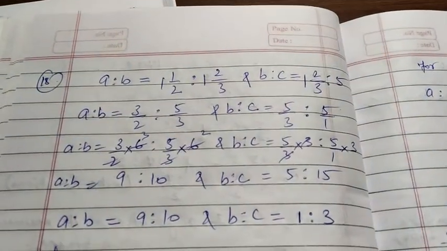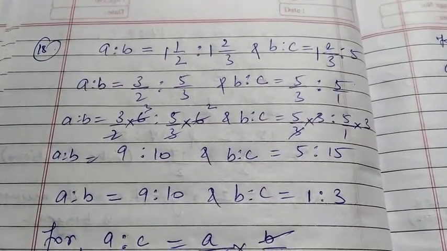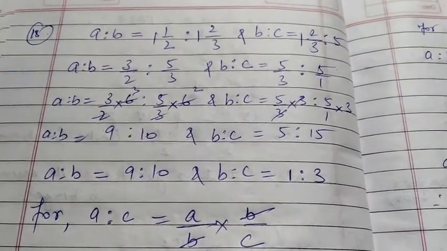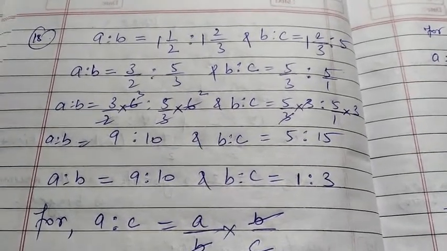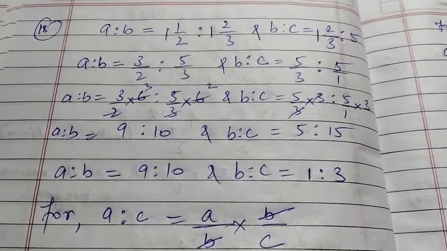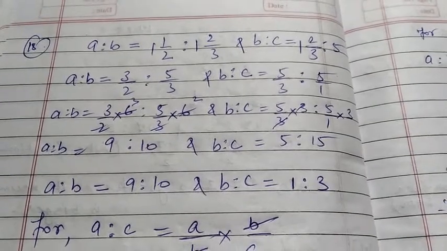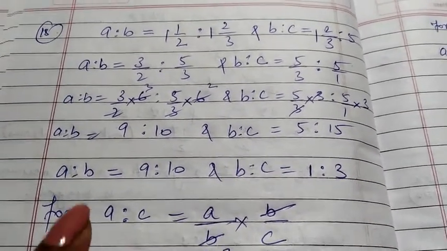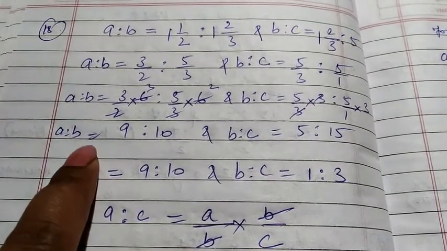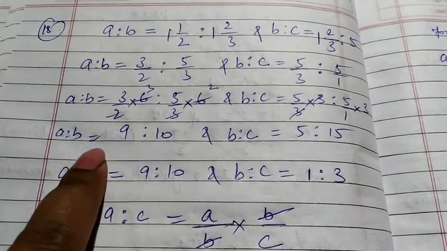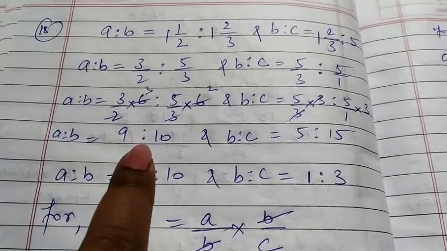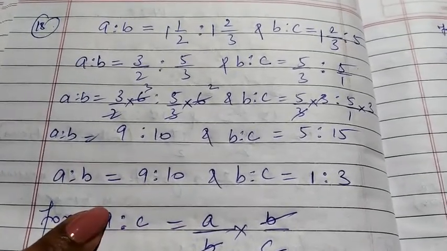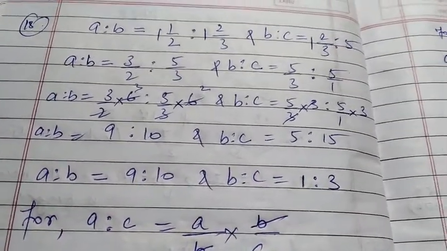Then next question number 18. Again you have to find, this is a new question now. Here you have to find A:C, in which the two ratios are given. I have done the second part of it. You can see again here it is a complex ratio. First, till here I have changed the complex ratio into simple ratio. So first we got simple ratio 9:10, and here B:C we got 5:15.